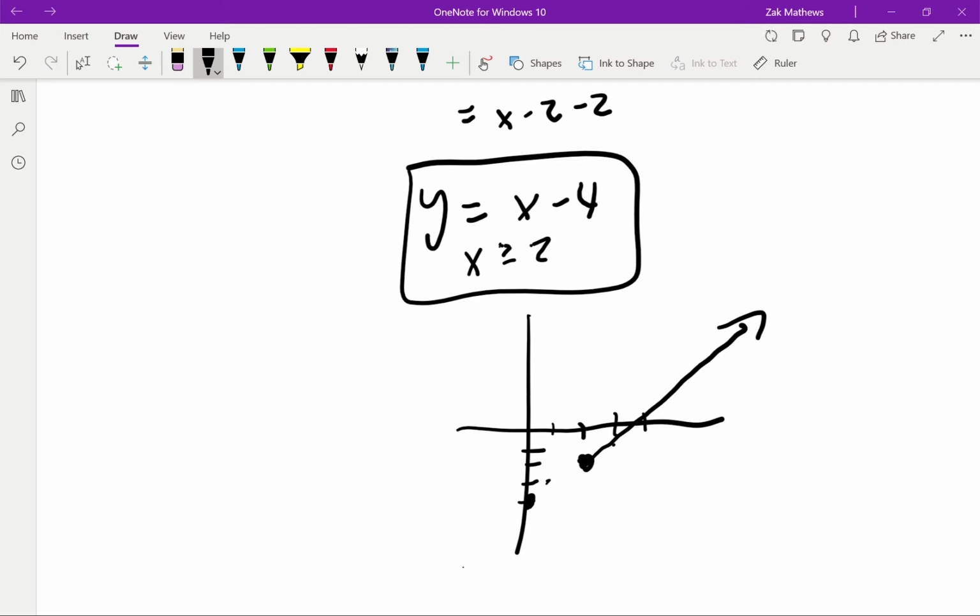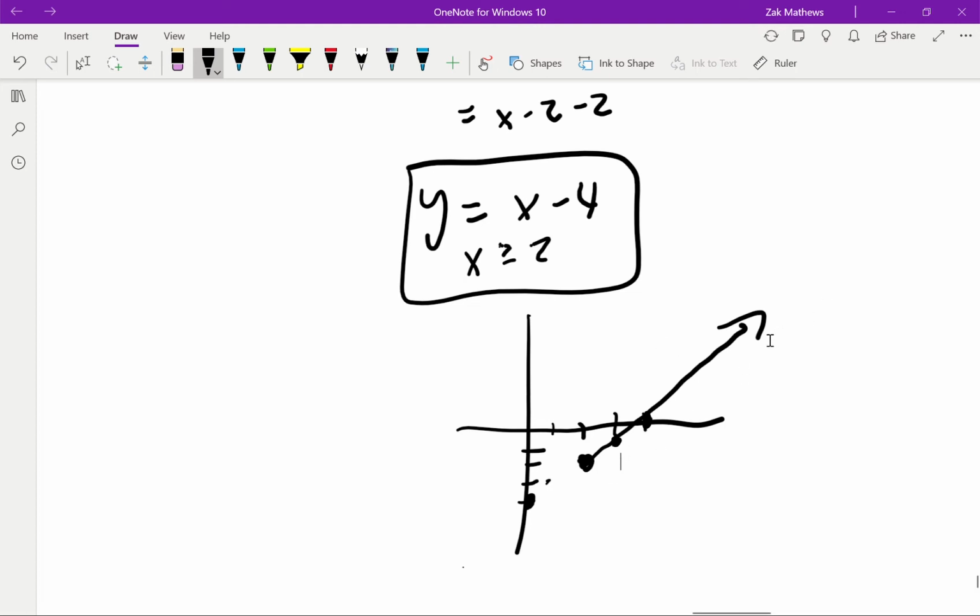We could have also done this graph through just plotting some points. We could have taken the first value, 2. 2 minus 4 is -2. 3 minus 4 is -1. That's that point right there. 4 minus 4 is 0. That'd be that point right there. And so this would be the line that we get.